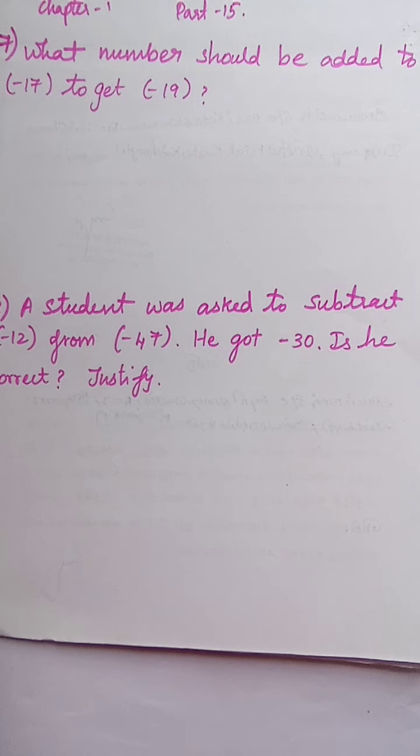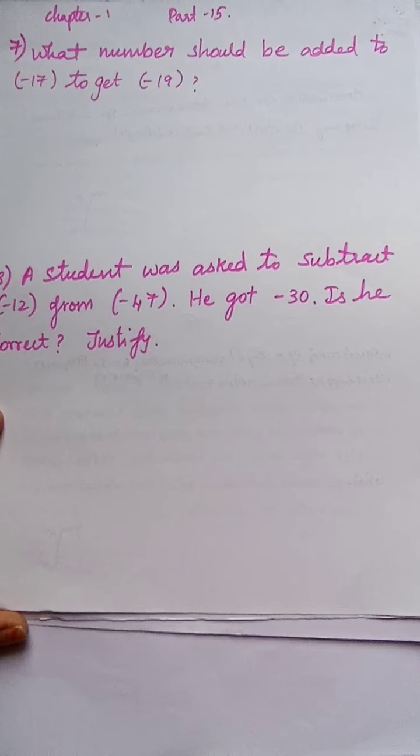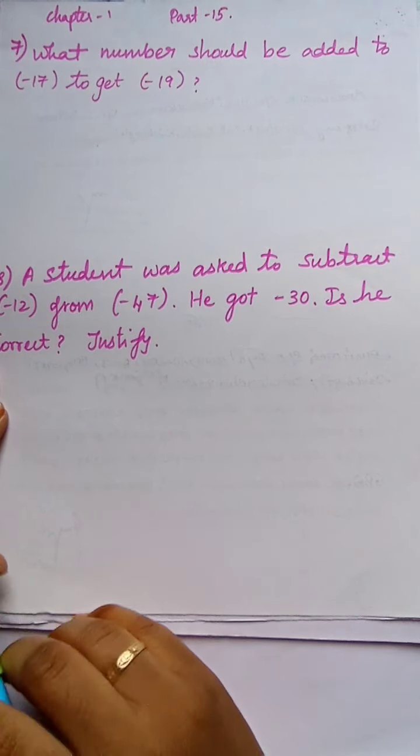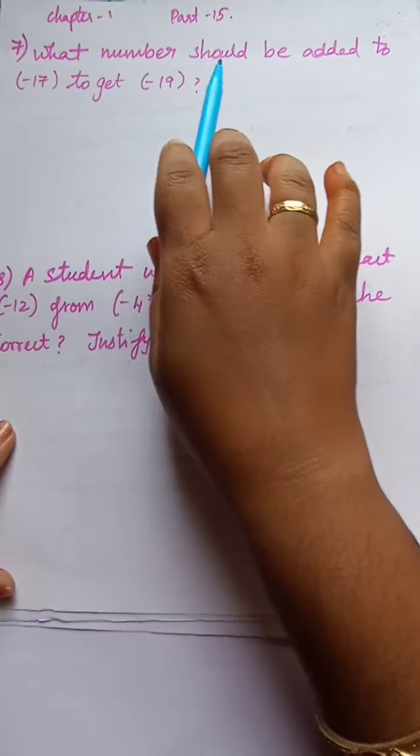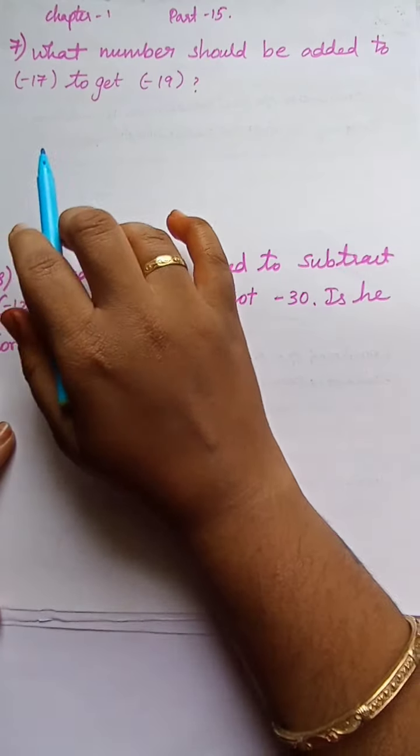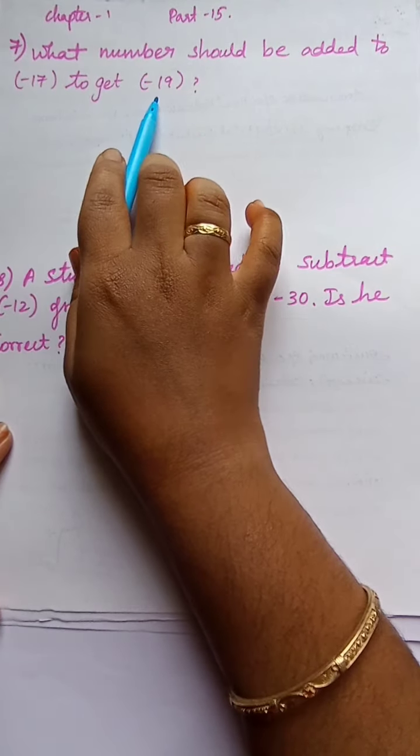Okay, now the seventh question. We have completed till the sixth question in the part 14 video, that is in the previous session. So now we are going to start part 15 here. Seventh question. Now we can see sum number 7. The question is, what number should be added to minus 17 to get minus 19?